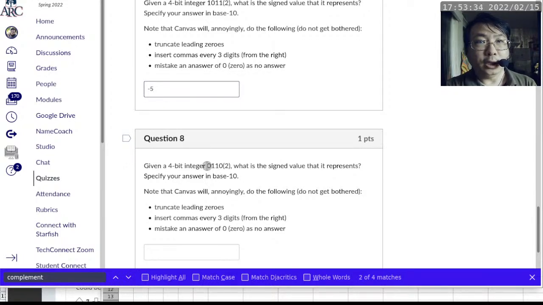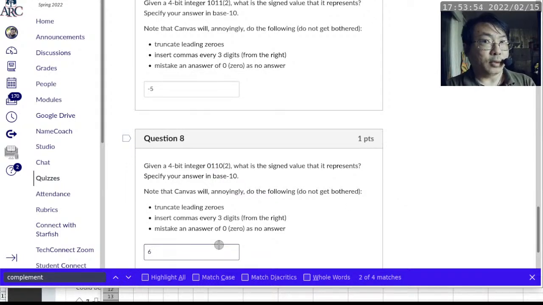And then the last one here, because the sign bit is a 0, that means this value is not negative to begin with. Then you can just apply the usual base conversion thing and just say that we have 0, 1, 1, 2, 1, 4, and that makes it 6. So there we go.